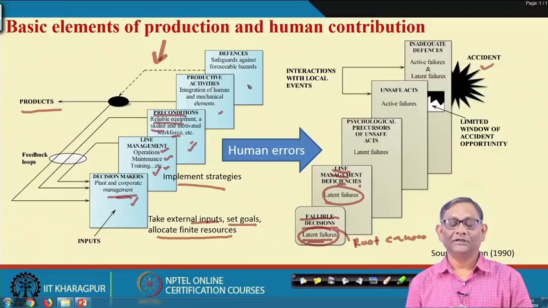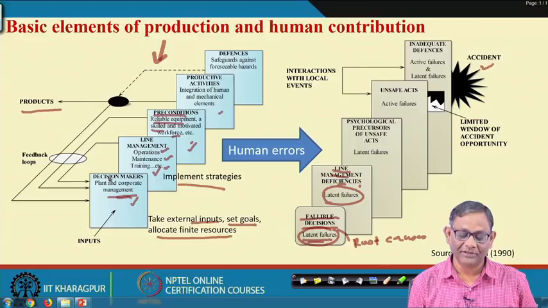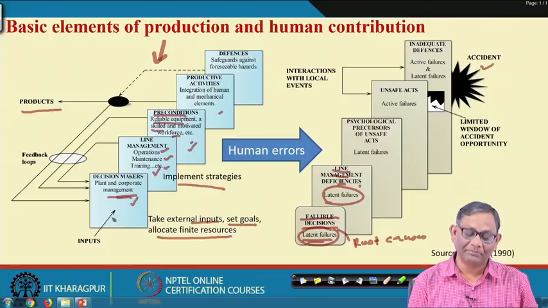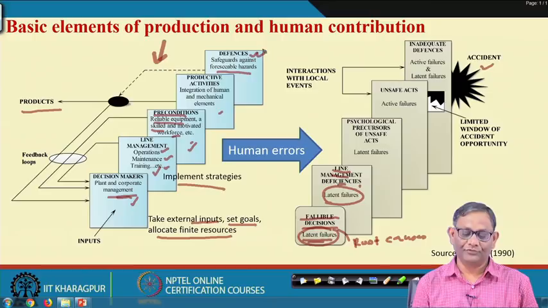a possibility of, because you are dealing with the production system, there will be hazards. So, the decision maker or the designer of the plant also looks into foreseeable hazards, and some defenses are put.